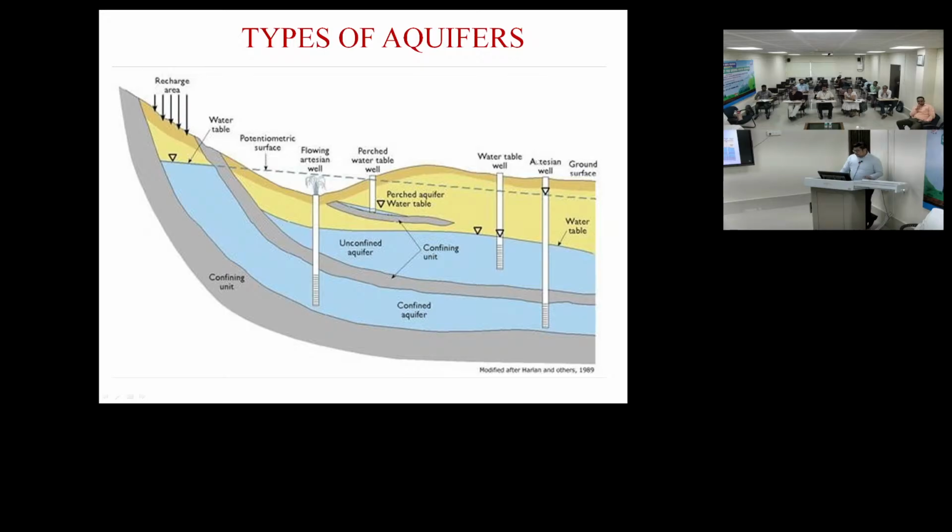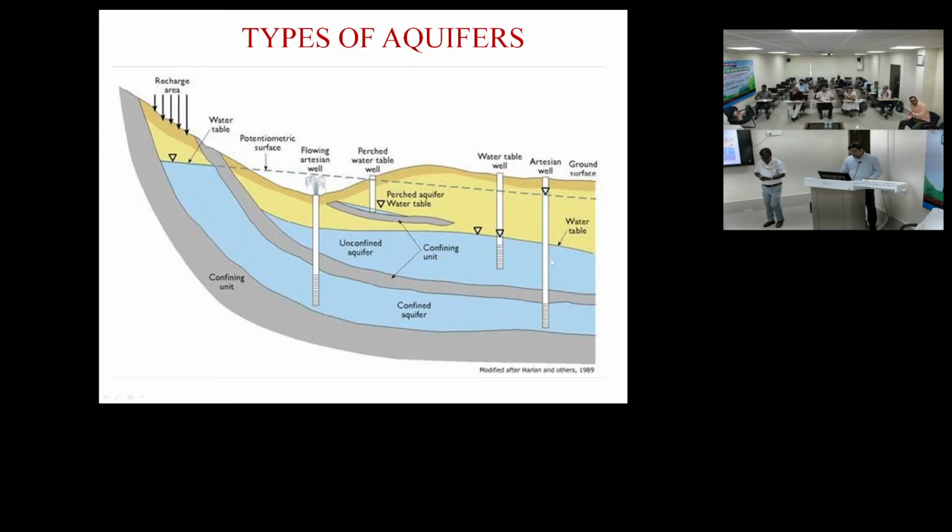Now you can see here, this is a confining layer. This gray color is a clay layer. Between two clay boundaries, if we go for a well, this is a confined aquifer system. And in unconfined, this is the ground surface, this is a water well. There is no confining layer. Till here, this well is in an unconfined layer, and this one is in a confining layer, under two confined situations.